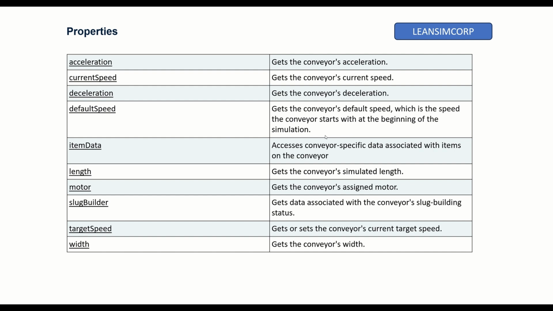Item data helps us access conveyor-specific data associated with items on the conveyor. With length, we get the conveyor's simulated length. We also get the conveyor's assigned motor details. With slug builder, you get the data associated with the conveyor's slug building status. If you want the target speed of the conveyor, you get it using the syntax properties target speed. And then we have width, if you want to get the width of the conveyor, you can get it from the width syntax in the properties.